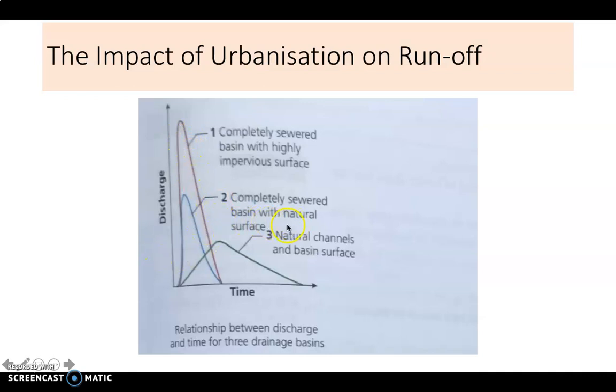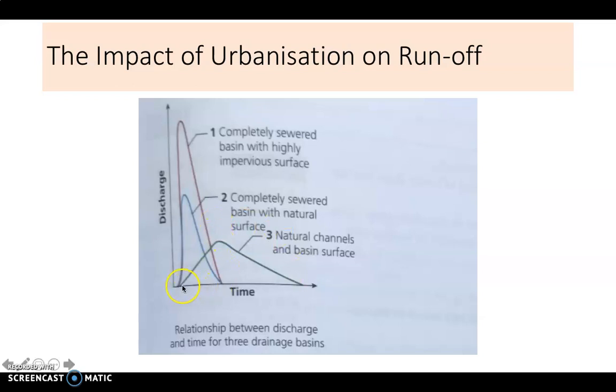Number two here shows a completely sewered basin with natural surface. So that's saying that we've got more vegetated surfaces around. And there you can see you've still got a very quick rising limb, but the peak discharge isn't as high, and also your falling limb is a bit smoother. So you can see here that actually the flooding has not been as problematic because you've got a natural surface. And then the final one here is natural channels and a natural basin surface. So it's saying it's natural rivers, you've got a natural basin surface, so you've got vegetation and grasses and trees.